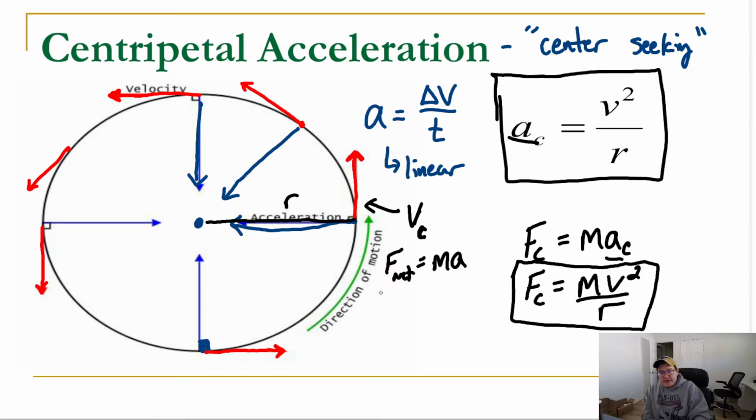In the same way that we don't draw F net on any of our free body diagrams, we're also not going to draw centripetal force. You just don't draw it on the free body diagram. In the same way you don't draw F net, you don't draw centripetal force. There are things that are going to cause that centripetal force, but we're just scratching the surface on it, and we're really not going to go too deep.